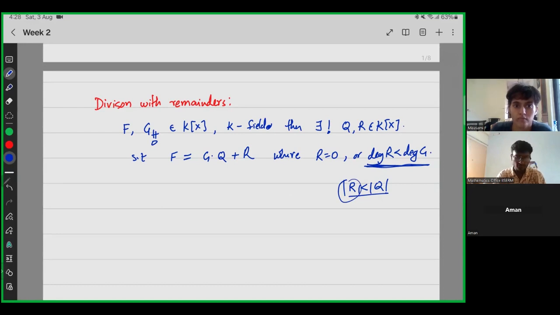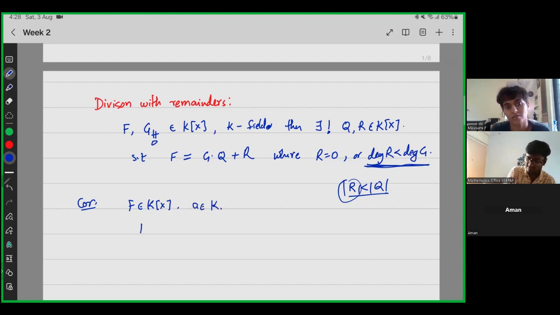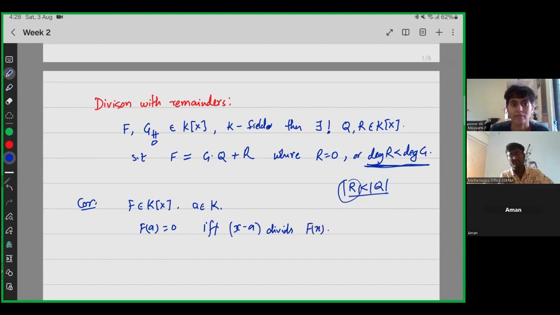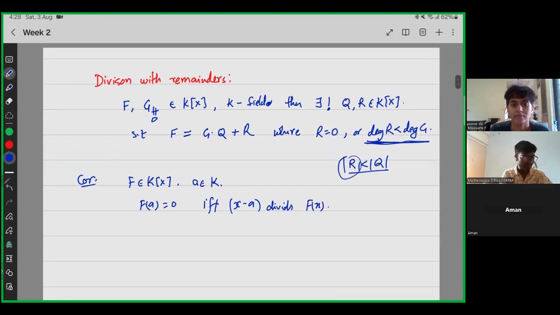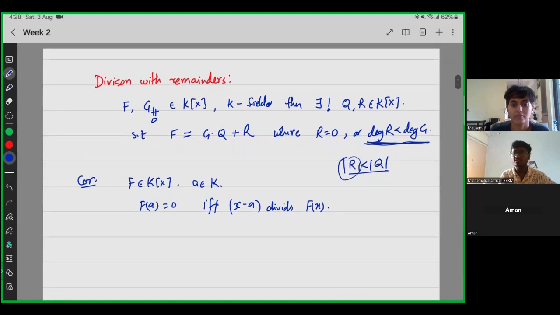So the corollary of this was: if f is a polynomial and a is some constant in the field, then f(a) is equal to 0 if and only if x minus a divides our polynomial f. Okay, so this was a corollary of this, and then we had some prime factorization. Up to permutation, they are unique.